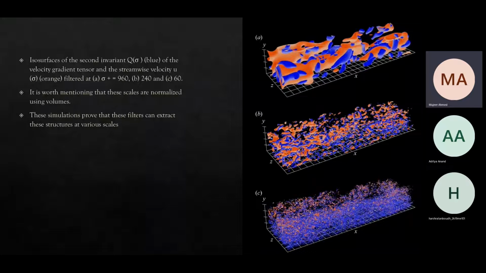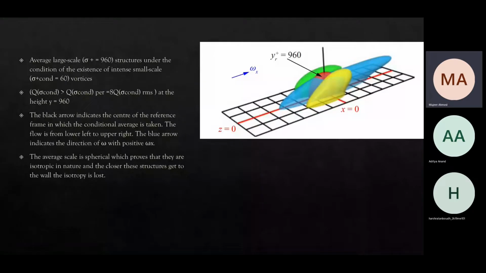Here we study the coherent structures more closely. Here's the average scale of the structure, and we have a formula for how they calculated the average. The black arrow indicates the center of the reference frame in which the conditional average is taken. The flow is from left to right, and the blue arrow indicates the direction of the flow of omega, which is the positive omega x. The average scale is spherical, which proves that they are isotropic in nature, and the closer these structures get to the wall, the more isotropy is lost.